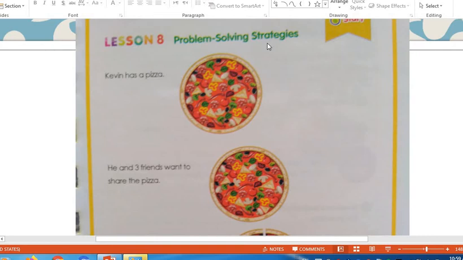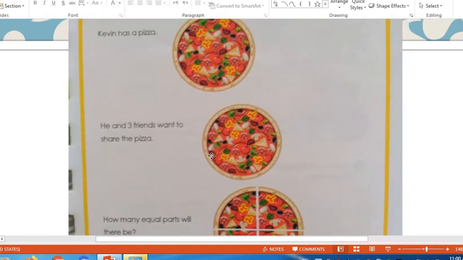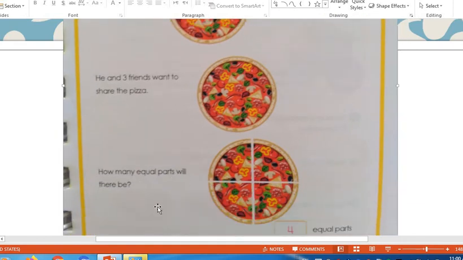I have 4 steps. Number 1, read and understand the problem. Make a plan. Carry out the plan. Check your plan. Okay, here I have Kevin has a pizza. He and 3 friends want to share the pizza. How many equal parts will there be? How many equal parts will there be here?